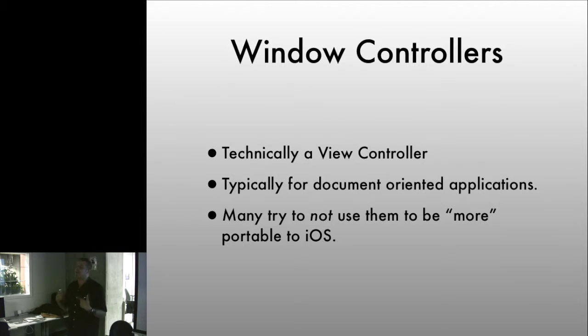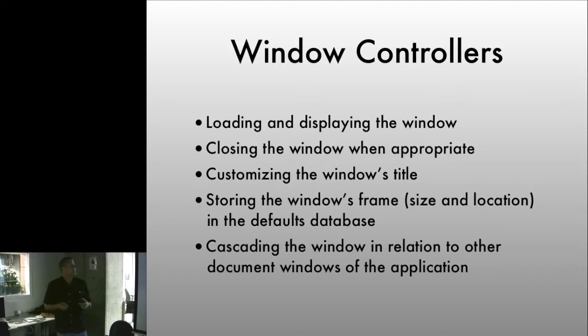However, if you are doing a document-centric application, it makes a lot more sense to use a window controller, and I'll give you some examples of that. So typically, window controllers are used for these five specific things. Loading and displaying a window. If you've got a nib that has a window and a window controller in it, and you want to handle when events occur before and after the window is loaded and displayed, that's why you would want a subclass, an NSWindowController. Create your own NSWindowController.